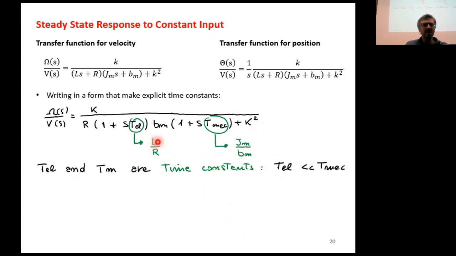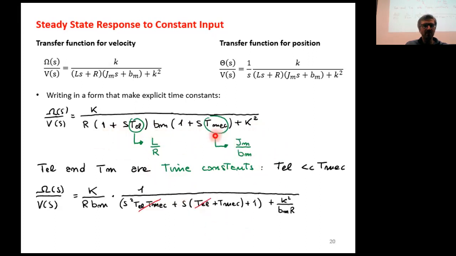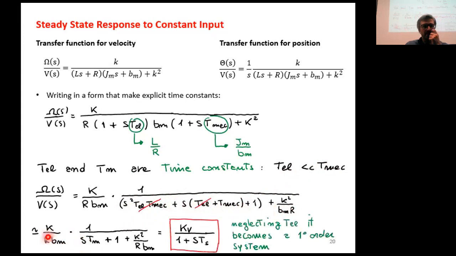Because the inductance is usually in the order of millihenry, Henry being the unit of measure for inductance, while the resistance is, as I said, around 10 ohms. So this electrical time constant is below 0.1 milliseconds or so, while the mechanical time constant is much bigger. If we develop the product of these time constants, we get a second order polynomial. If tau L is much smaller than tau mechanical, then we can neglect this term, remove it, and we end up with a simplified model transfer function that is only first order.